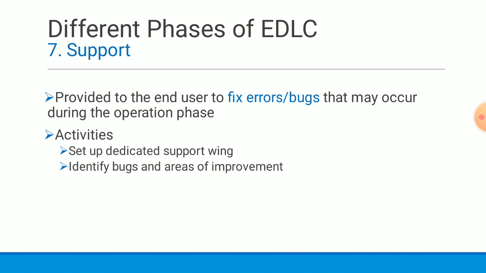So there are mainly two activities involved in the support phase. One is to set up a dedicated support wing. The availability of certain embedded products in terms of product functioning in the production environment is crucial, and they may require 24/7 support in case of product failure or malfunctioning. For example, the patient monitoring systems used in hospitals need 24/7 support in case of product failure.